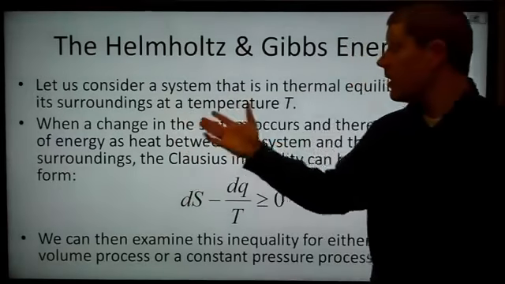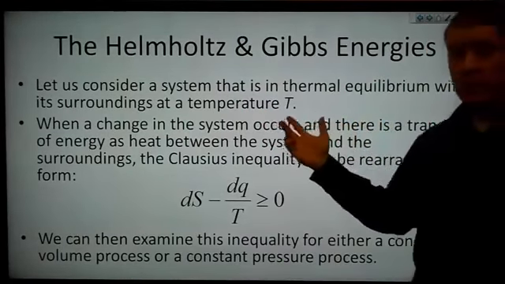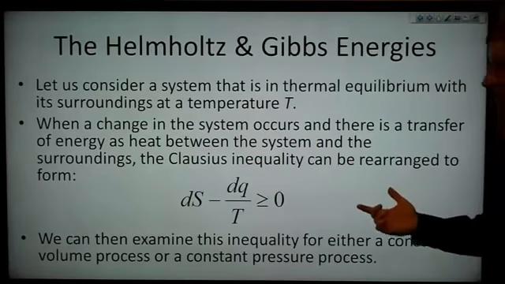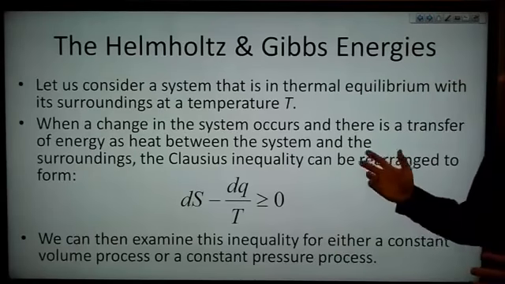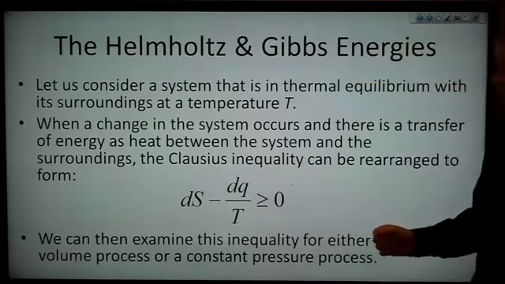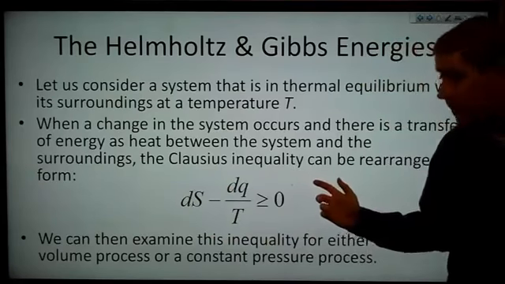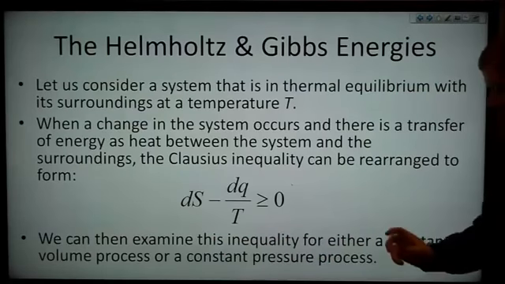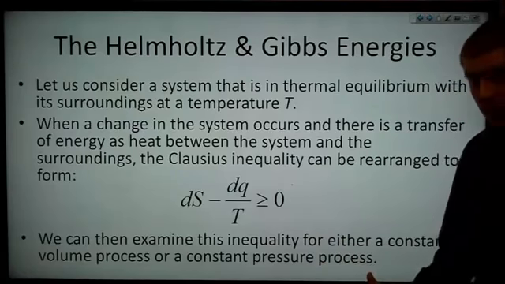Alright, so let us consider a system that is in thermal equilibrium with its surroundings at a temperature T. When a change in the system occurs and there's a transfer of energy as heat between the system and the surroundings, the Clausius inequality can be rearranged to form this equation. And so we can then examine this inequality for either a constant volume process or a constant pressure process.